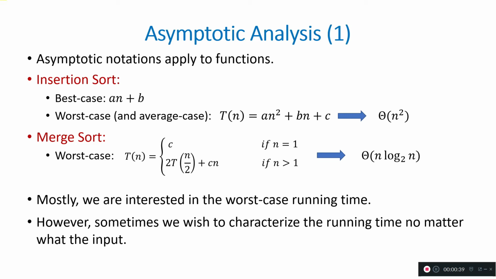Similarly, for the merge sort, we obtained the recurrence equation and found its worst-case running time to be theta of n log n using the recurrence tree. However, I did not tell you what theta means and whether it can be used to characterize all types of running times or just the worst-case running time. To understand this, let's now formally define the asymptotic theta notation.